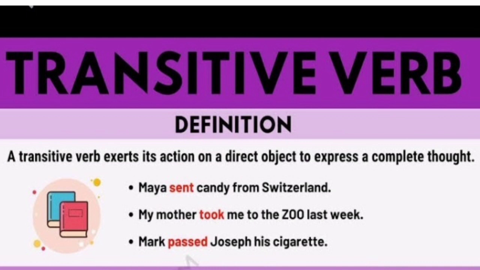Transitive verb. A transitive verb exerts its action on a direct object to express a complete thought. For example, Maya sent candy from Switzerland. My mother took me to the zoo last week. Mark passed Joseph his cigarette. In these examples, the red highlighted verbs are transitive verbs.